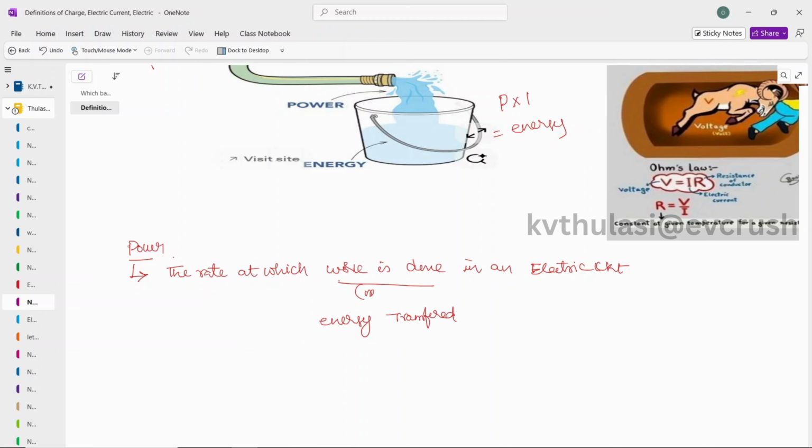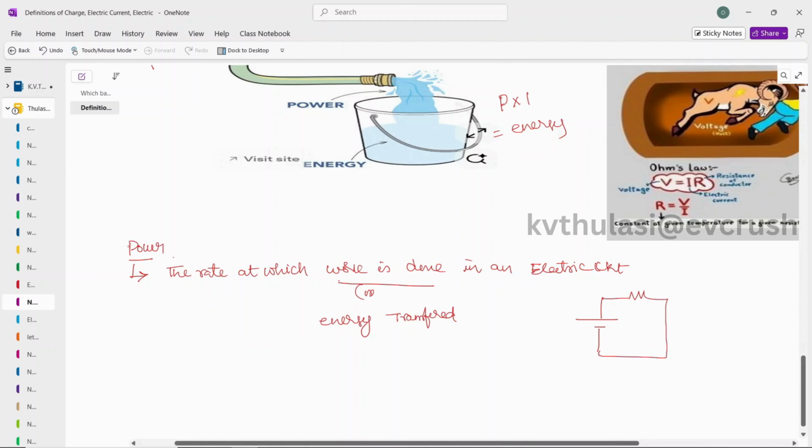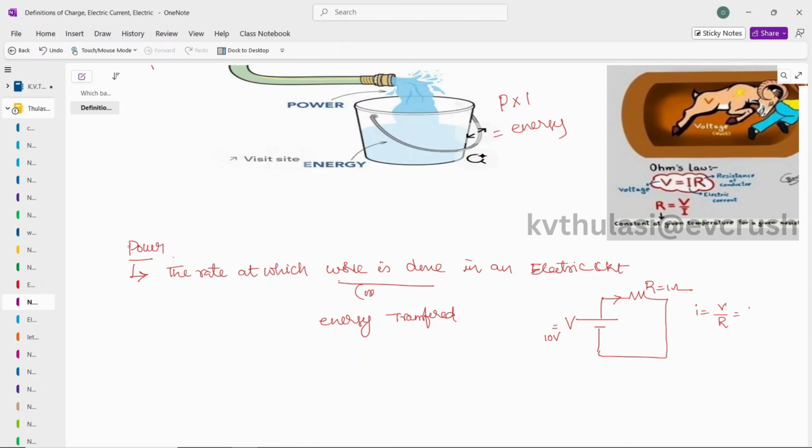So let us take an electric circuit with a battery and a resistor, which is closed. Here we are applying voltage, and here the resistor is there. Let us assume this voltage as 10 volts and the resistance as 1 ohm, and assume that current I is equal to V by R. So V is equal to 10 volts divided by 1, which will make a current of 10 amperes flow.